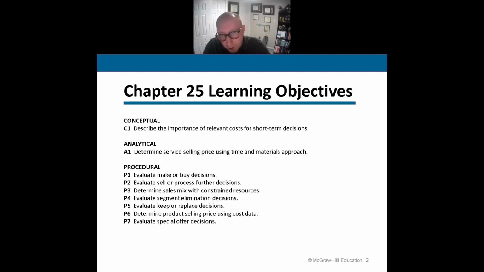And since we've talked about all those costs, we want to apply what we've learned to make decisions as managers. Some of the decisions we're going to talk about are the make or buy decision, sell or process further, sales mix, segment decisions, keep or replace, determine sales price, and special offer decisions. But there's a lot of decisions we can make using cost information that we've talked about throughout the past few weeks.